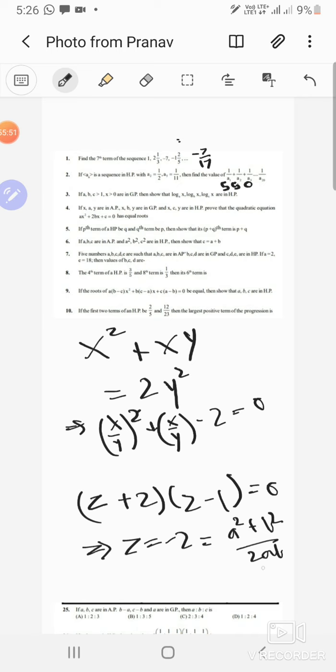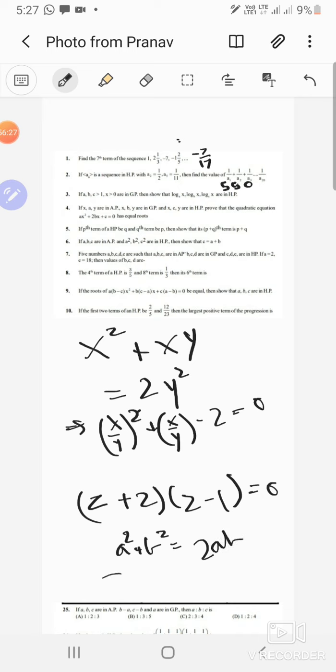Okay, so either this is equal to minus 2, in which case a squared plus c squared is supposed to be minus 4ac, which does not look very correct if a and c are positive. Hey, we are not necessarily given that these are positive numbers. But anyway, let's just go with this possibility right now, because that's what we have to prove. So suppose Z equals 1, that gives me a squared plus c squared is equal to 2 times ac, which means that a minus c whole squared is equal to 0.